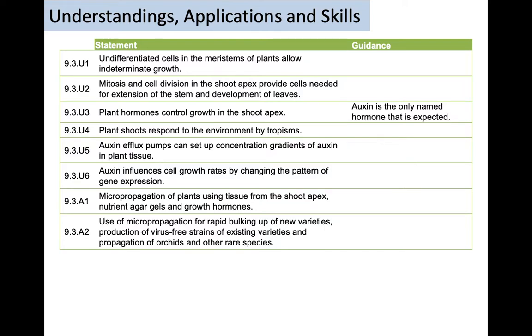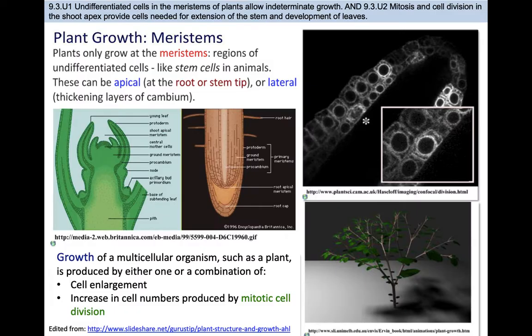Plant shoots respond to the environment by tropisms. Auxin is the only named hormone that you need to know how to talk about. Auxin efflux pumps can set up concentration gradients of auxin in plant tissues. Auxin influences cell growth rates by changing the pattern of gene expression. Micropropagation of plants using tissue from the shoot apex, nutrient agar gels, and growth hormones. And lastly, use of micropropagation for rapid bulking up of new varieties, production of virus-free strains of existing varieties, and propagation of orchids and other rare species.